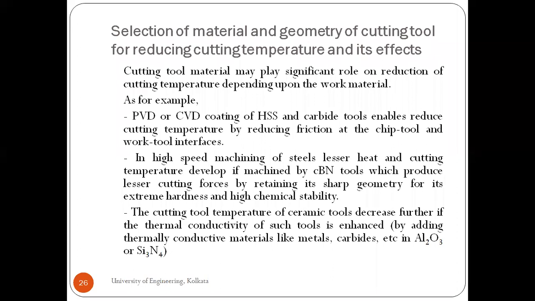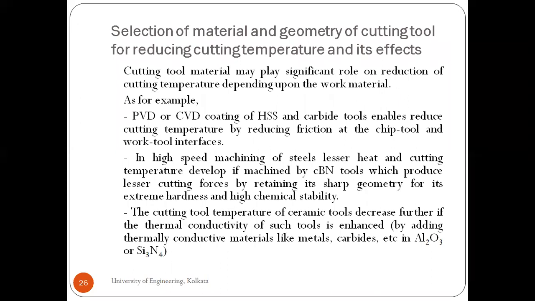material and geometry of the cutting tool. So as we have already discussed, this plays a significant role. So suppose physical vapor deposition or chemical vapor deposition coating on the HSS, high speed steel, and carbide tool, enables reducing the cutting temperature by reducing the friction at the chip tool interfaces.